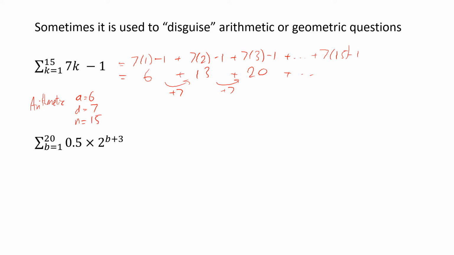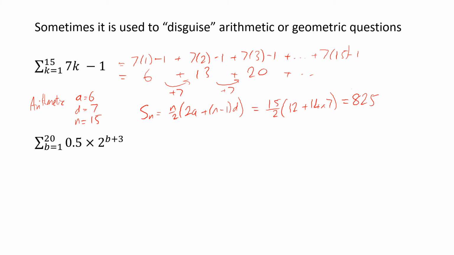And if we wanted to work out that sum, well, we could just use the Sn formula, that this is n over 2 lots of 2a plus n minus 1 lots of d. So let's do that. We want 15 over 2 times 12 plus 14 times 7 at the end there. And that's going to give us 825. Cool. So let's look at the second one.